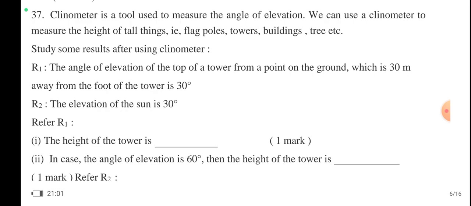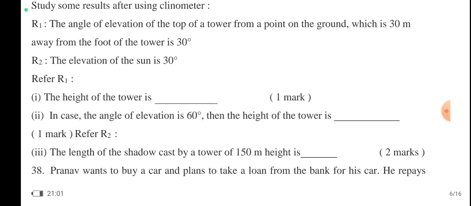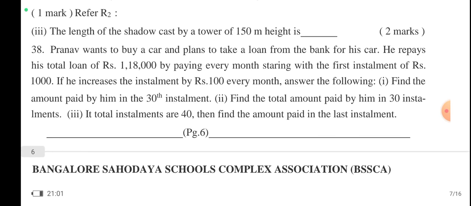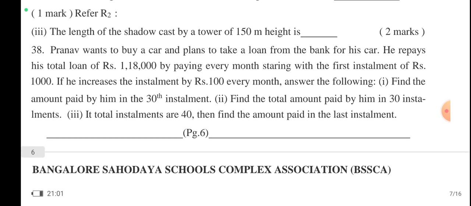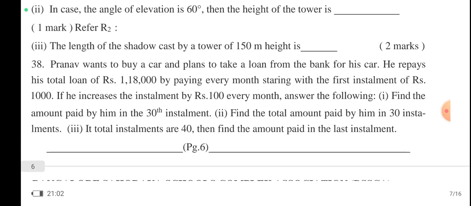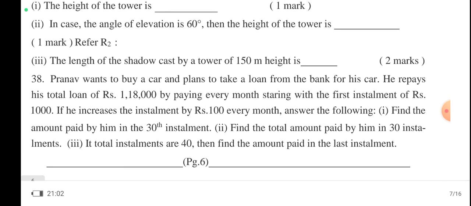37th is the clinometer, that means application of trigonometry. R1, R2, like that, two things they have given you. Referring to R1, they are asking one question: height of the tower is what? Angle of elevation is given and the height of the tower is what? Referring to R2, they are asking the length of the shadow of the tower of 150 meters high. Then 38th question, now they are talking about AP, 30th installment and the total amount paid. Total amount paid is what? A and S, I think.